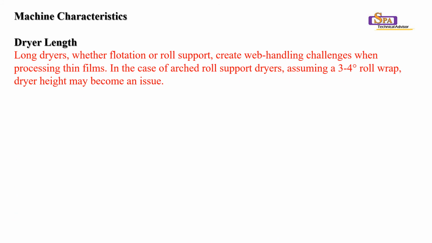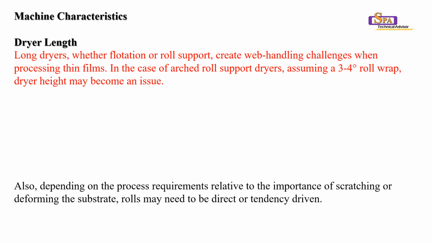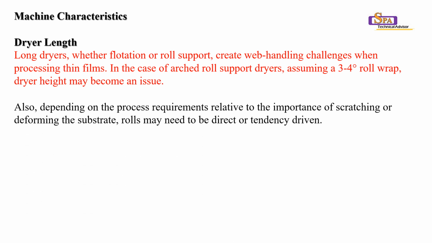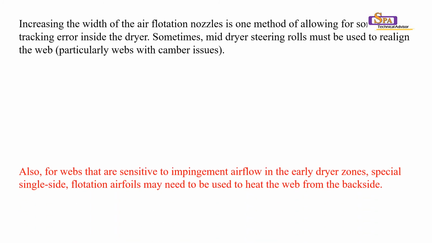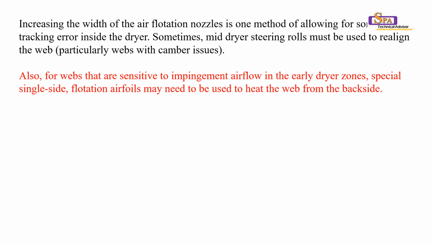Machine characteristics, dryer length, longer dryers, whether with flotation or roll support. Increasing the width of the air flotation nozzle is one method of allowing for such tracking errors.